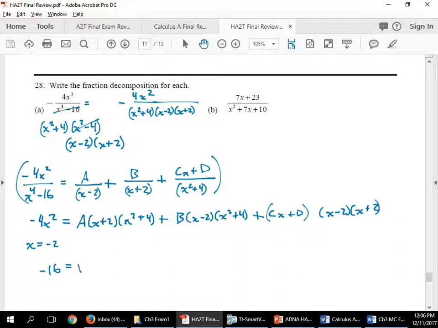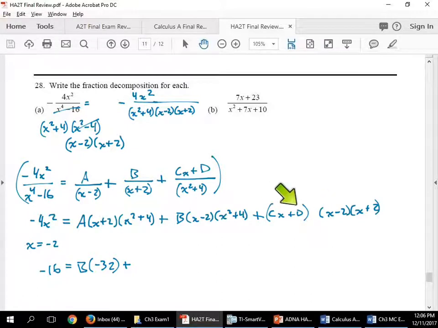The A is gone, but the B is chilling. What do we get with the B? If I plug in negative 2 to this, that would be a negative 4. And what would this be? That would be negative 4. 4 plus 4, that would be 8. Negative 4 times 8? Negative 32. Okay, plus, now we have this nasty business over here.